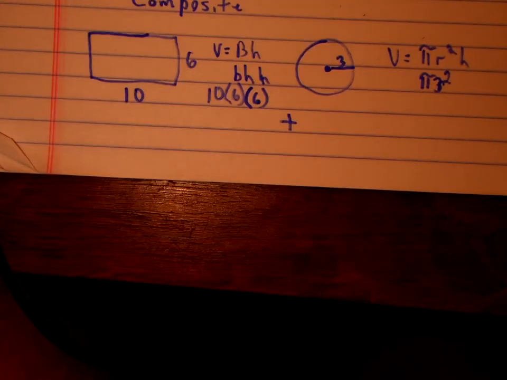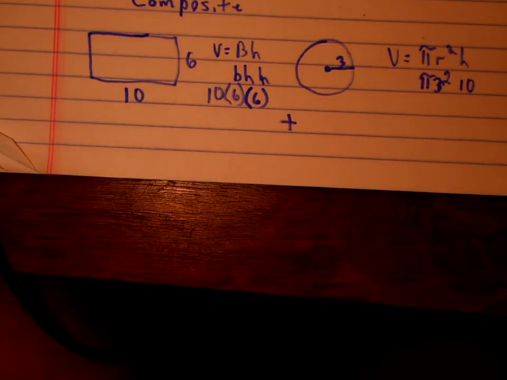So I do pi r squared, pi, the radius is 3 squared, and the height. Now this is the tricky part. The height of the cylinder is 10 because it's laying on its side. Okay, the height of the cylinder is 10. From semicircle to semicircle is 10. If you want to think of it that way, then that would be good. And then I'm going to need half of that.